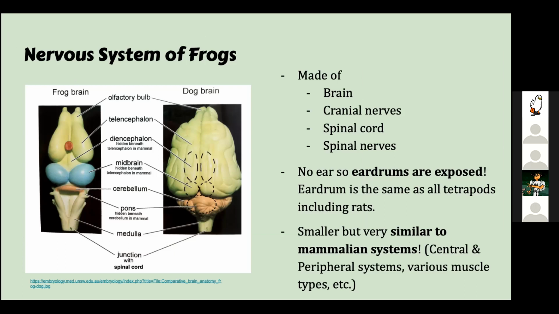The nervous system of the frogs is made of the same things. In the image, you can see it's a dog brain, but the dog and rat brains are very similar, with the same parts: brain, nerves, spinal cord, spinal nerves, and the same breakdown of central and peripheral nervous systems and the different muscle types that we talked about on the previous slide. The biggest difference is going to be with hearing. The eardrums are exposed on the outside of the frog, as opposed to in mammals, where they're inside an ear.